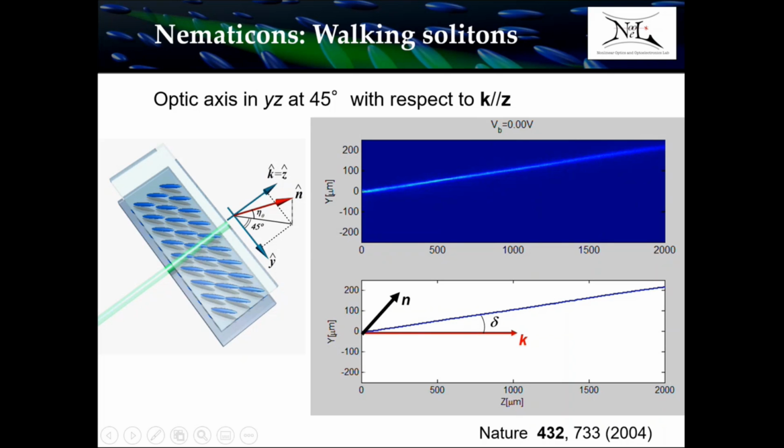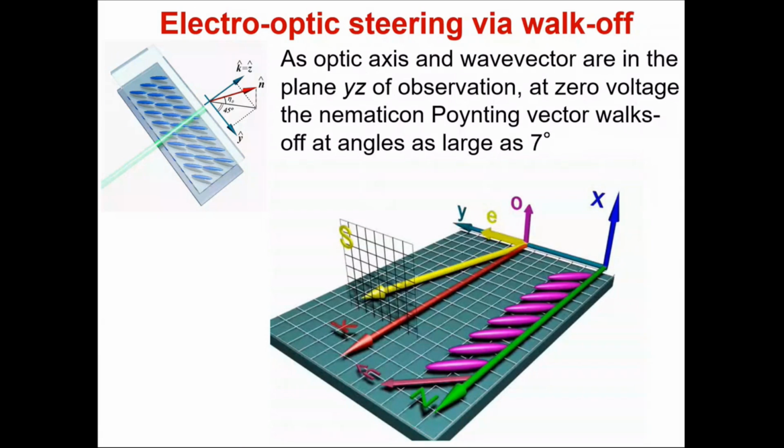And then, of course, if you look at the nematicon and you launch the nematicon parallel to the floor, so to speak, with your wave vector parallel to Z, the nematicon in a positive uniaxial will walk off with an angle which is about 7 degrees in this material. And so the apparent inclination is due to this walk-off inherent to the system. However, since we are in a cell with nematic crystal and reorientation takes place in the presence of a voltage, we can apply an external voltage and go from this situation.